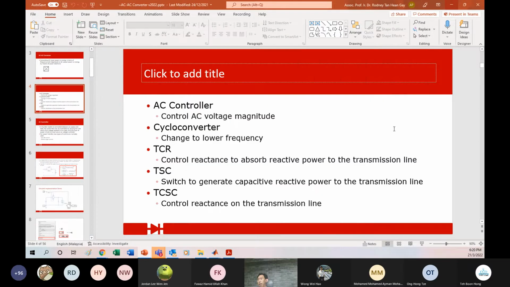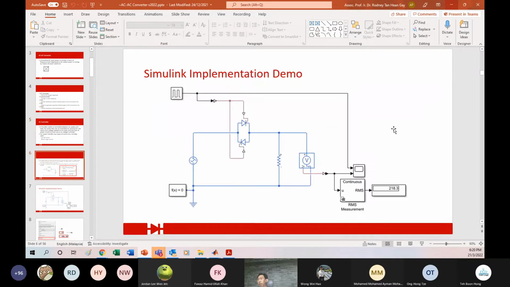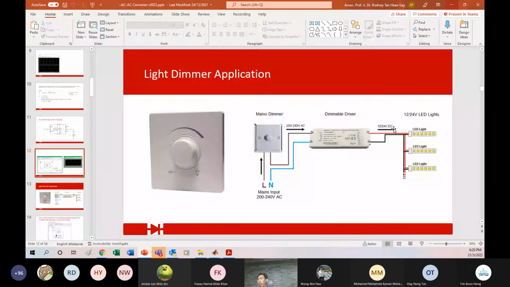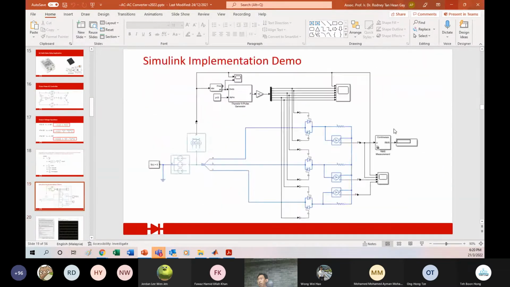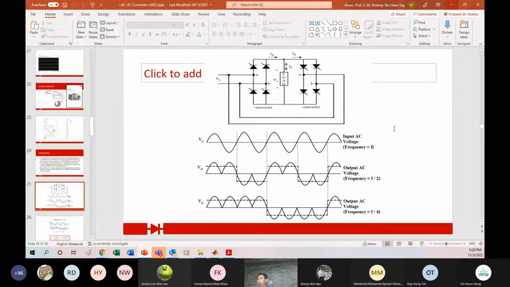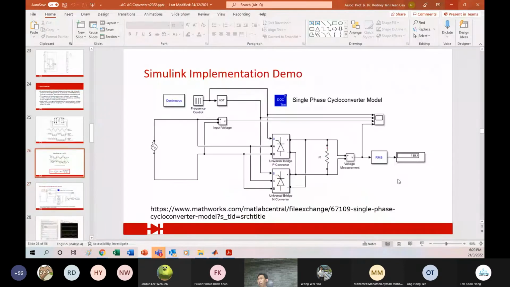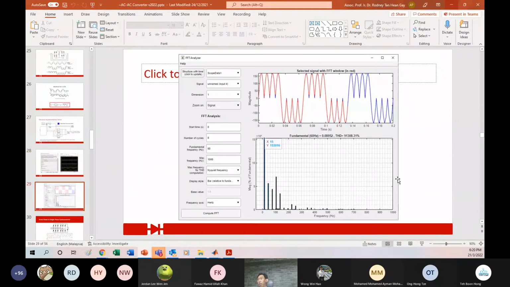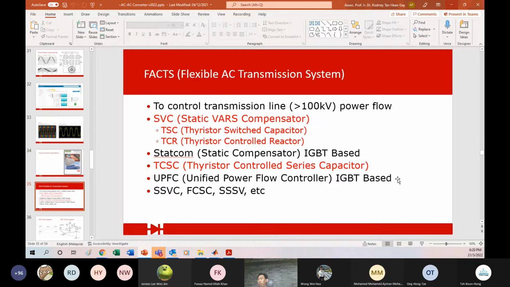Yeah, we are pretty much done on this AC-AC converter. Okay, we cover quite a lot. Too much also no good, right? When it comes to the final exam, so many things to study. So it's limited a bit, so better for you guys. Always remember the drawing is very, very important.